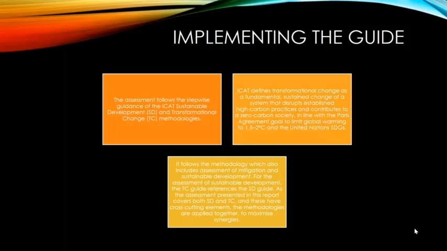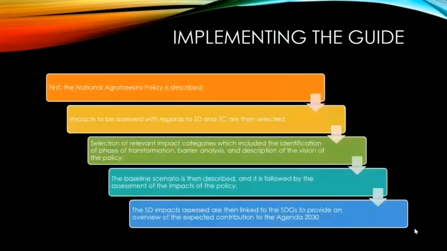It follows the methodology, which includes assessment of mitigation and sustainable development. The assessment of sustainable development references the transformational change, and as such, they were applied together during this output to maximize synergies of both of the methodologies. So again, while we were implementing the guide, the activities that fell under the output followed the steps within the guide. So we essentially did the same while actually implementing it as well.